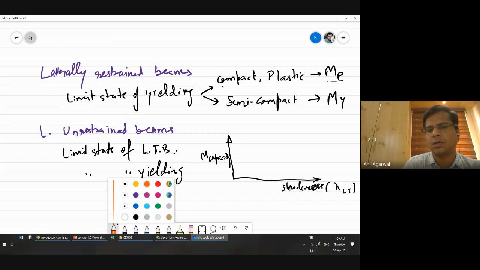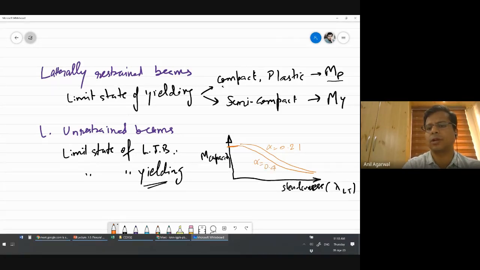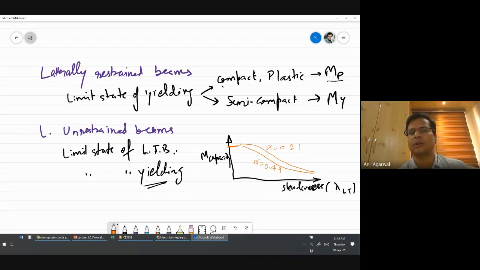What we saw was that the behavior actually looks somewhat like this. At a particular point, this may be your MY value or MP value, depending on what type of cross section you have, and starting from there, you go somewhat like this. Then there were two curves that we had discussed last time, for two different imperfection factors. If it's a hot rolled section, you had alpha equal to 0.21, and if it's a welded section, then you had alpha equal to 0.49. So more imperfection means lower capacity.